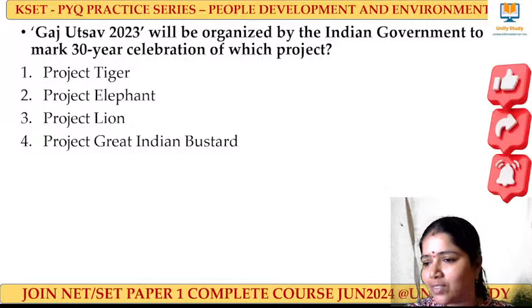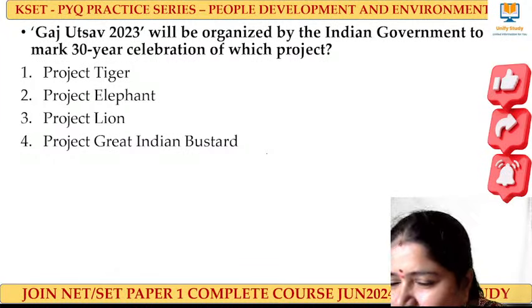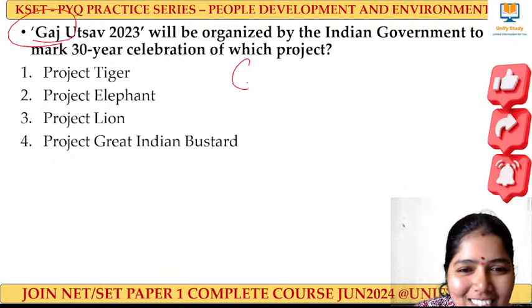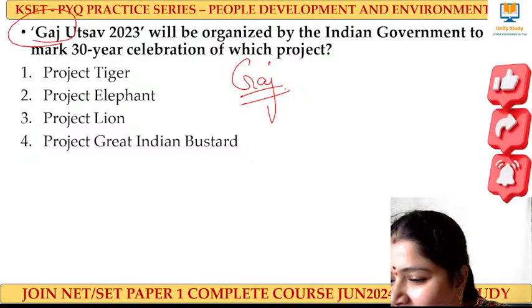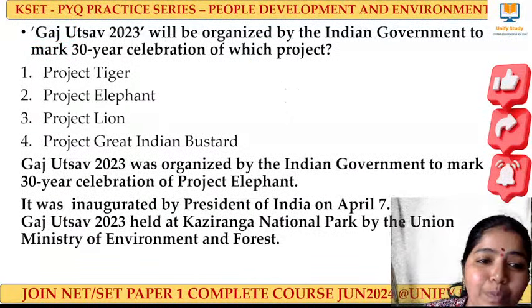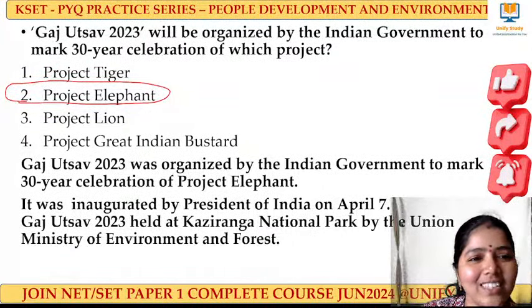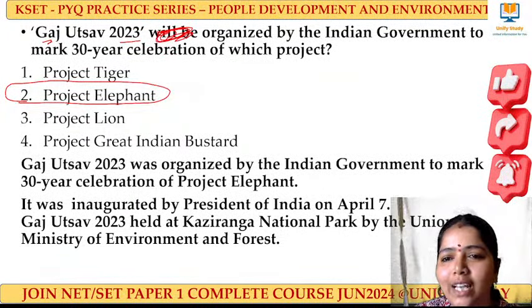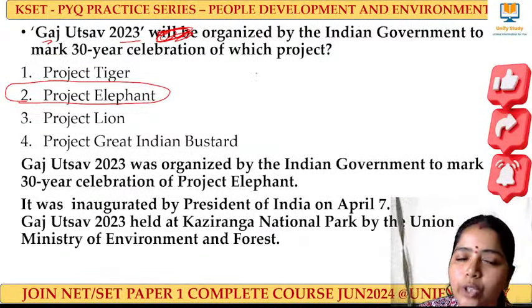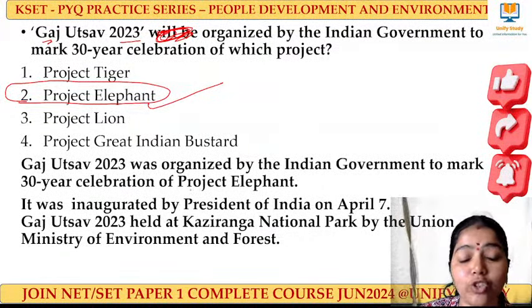The right answer is what? Very good. Gaj means what? Easily we can identify. Gajendra means elephant, right? The right answer for this question is Project Elephant. Gaj Utsav 2023 was organized by the Indian government to mark the 30-year celebration of Project Elephant.